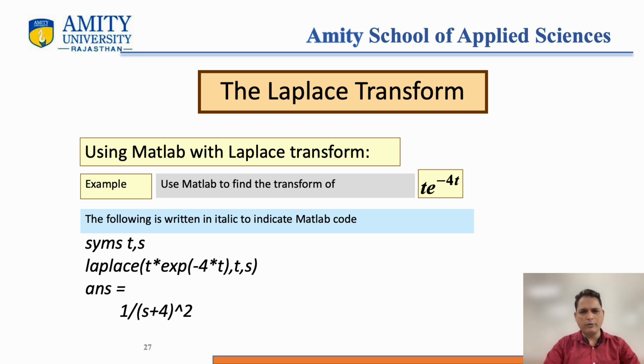As you know, Laplace of t is what? 1 by s square. Then by shifting, Laplace of t e to the power minus 4t becomes 1 upon (s plus 4) whole square. So the answer will be in front of us, but programming gives us the strength for solving many problems. So if we go for MATLAB, we can also find out the solution.